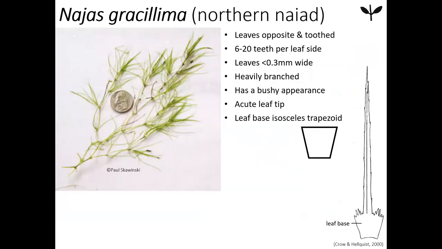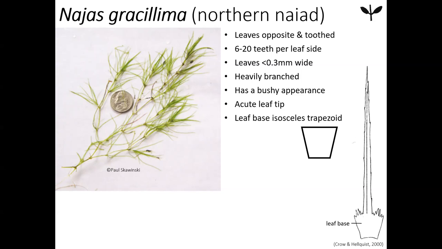Next. So another species we have is Naias gracillima, or northern naiad. This species I typically don't see in southern Wisconsin. It's more of a northern species. Again, opposite and toothed. This one, if you're counting the teeth per leaf side, is only going to have 6 to 20 teeth per side. So there is a little overlap between flexilis and gracillima, but gracillima is going to have far fewer teeth. And if you're looking at the leaf base, gracillima compared to flexilis is going to have more of a truncated or isosceles trapezoid shoulder shape. So it's going to be much more squared off compared to guad and flexilis.